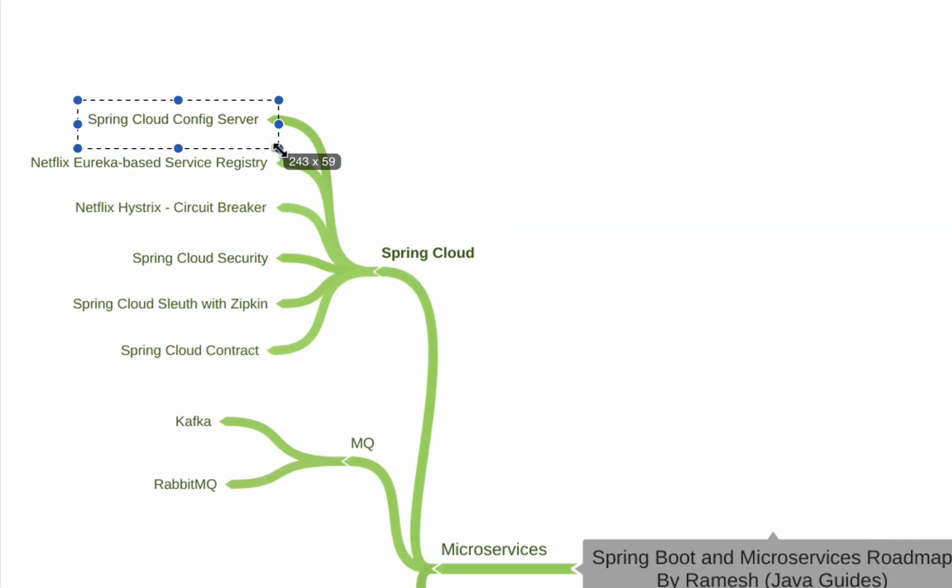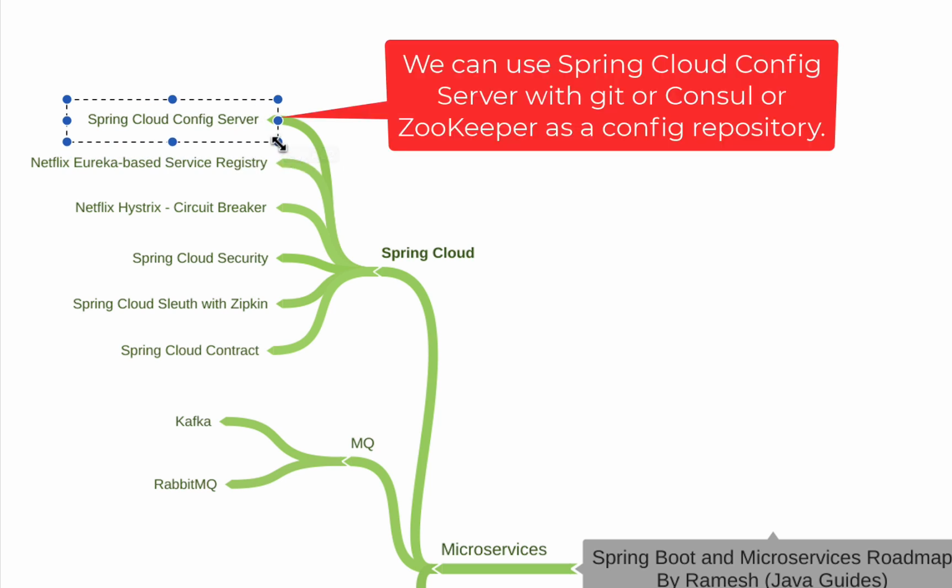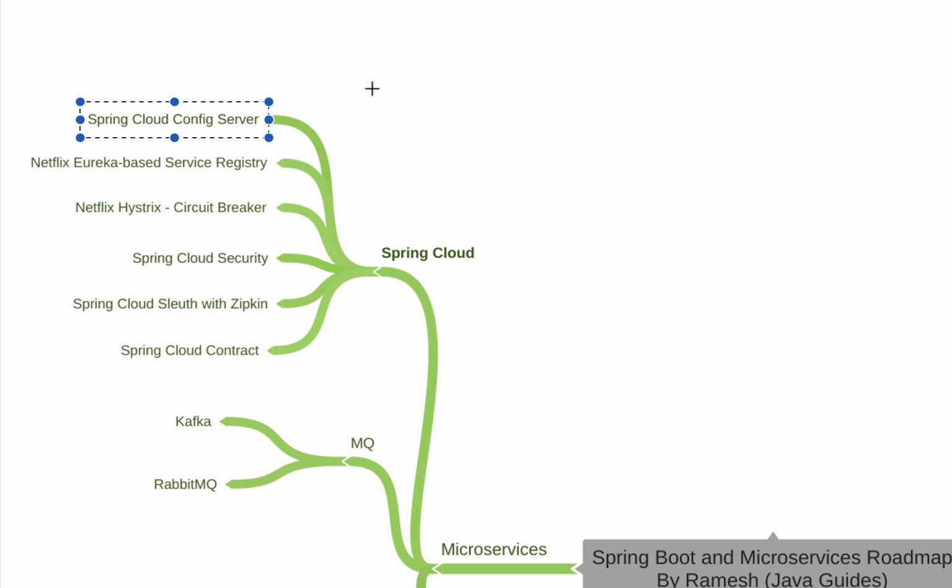Well, for example, Spring Cloud config server. To externalize configuration of the applications in a central config server with the ability to update the configuration values without requiring to restart the applications, we can use Spring Cloud config server with Git or Consul or Zookeeper as a config repository. It's very important to manage all the configurations of all the services in a central place, right? And if we manage all these configurations in a central place, then we don't have to restart all the services. We can simply manage them in a central config server using Git or Consul or Zookeeper as a config repository.